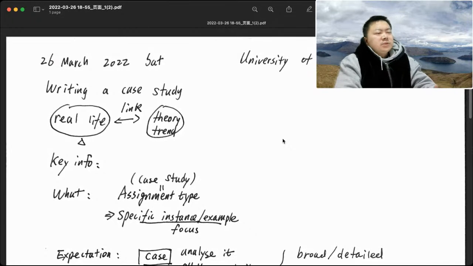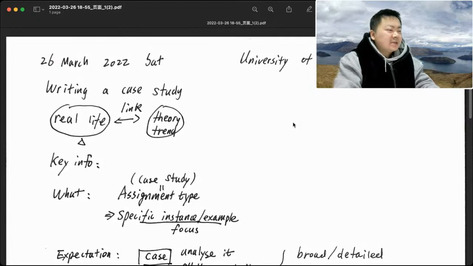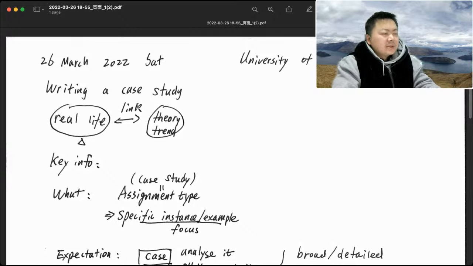I have a note here from University of Bedfordshire. I just googled it. It is a university in Luton, in England. They have created a guide just to help us to write a case study.